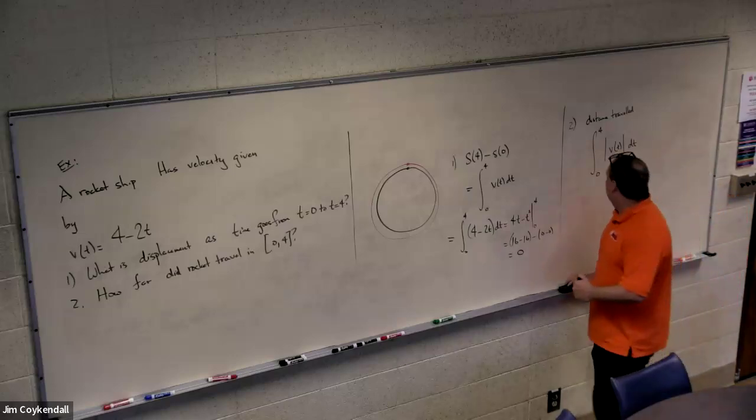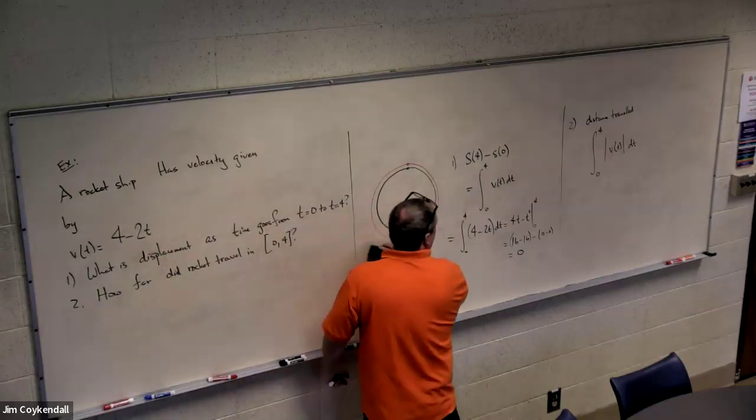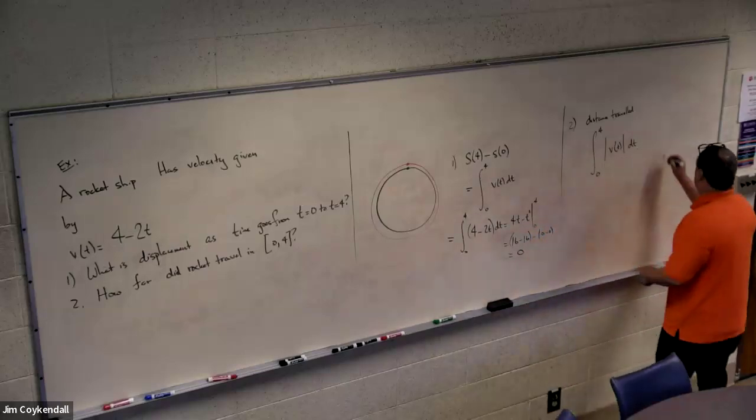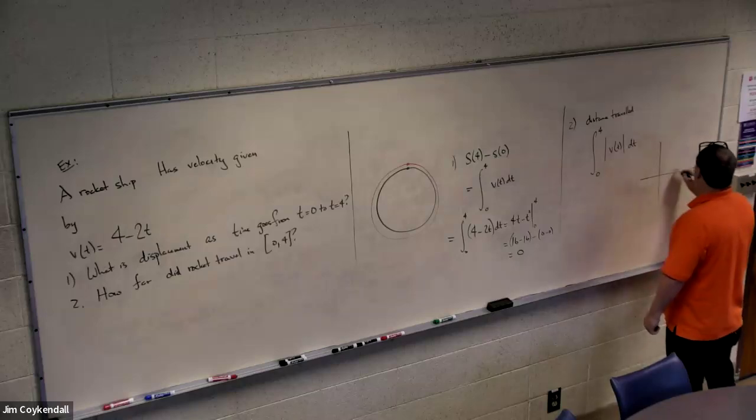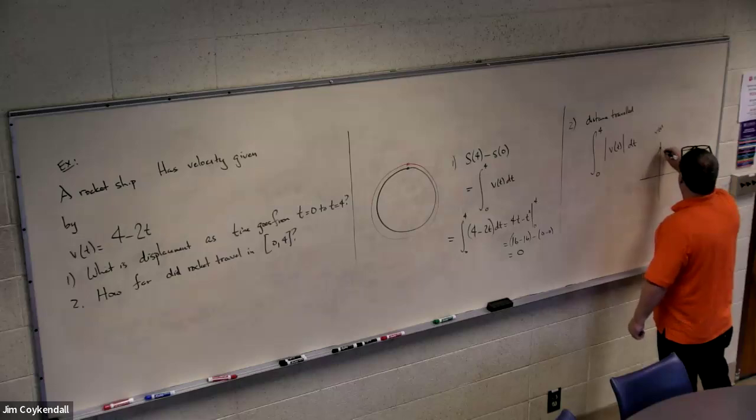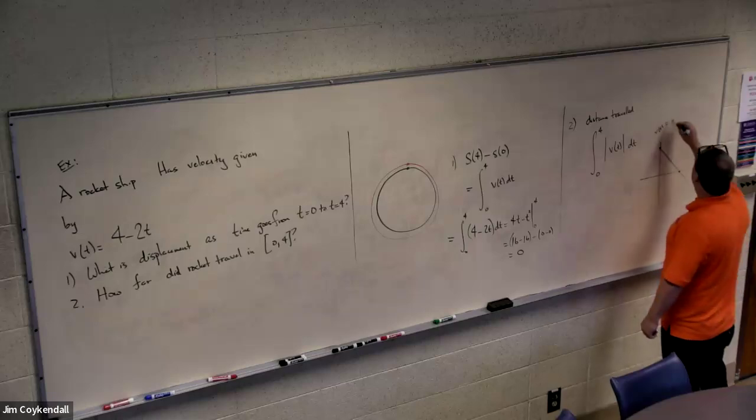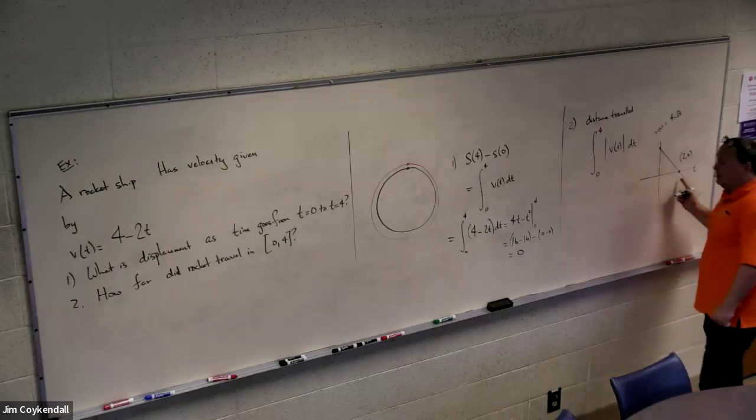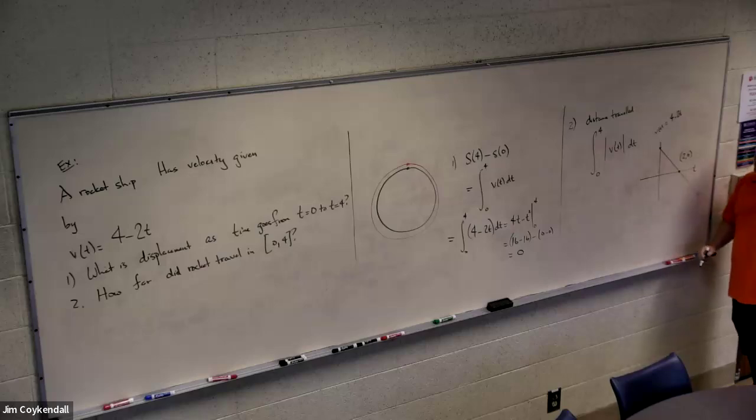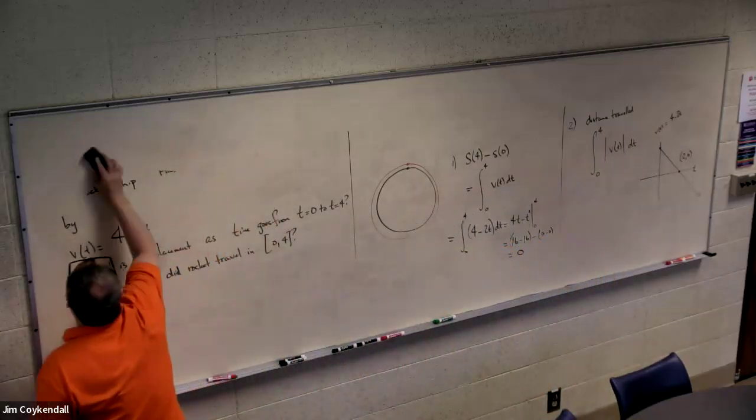So how are we going to do this? Well, this one will require me to actually look at this function. Let's see what V of t looks like. This is 4 minus 2t. So it becomes negative right here, right? As you pass through 2. So to do this problem, how far did my rocket travel?